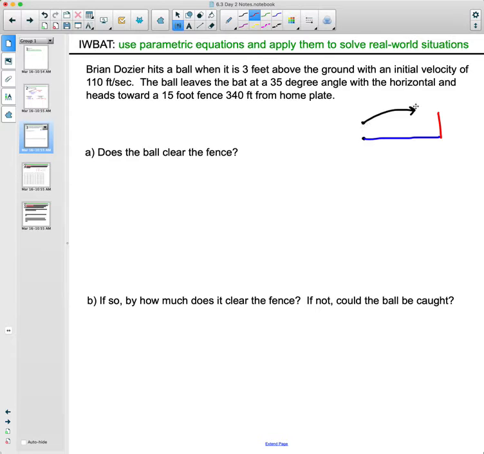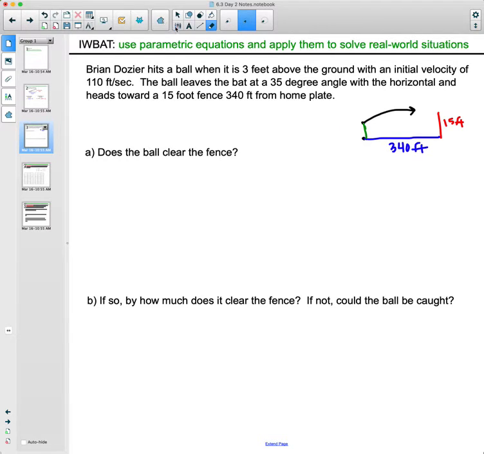In baseball, if you hit it over the fence, it's considered a home run. And if it doesn't go over the fence, then it would not be a home run. So this fence is 15 feet tall, and the fence is 340 feet from home plate. And then again, the bat here is 3 feet off the ground. So where he hits it, it's 3 feet off the ground in line with home plate.